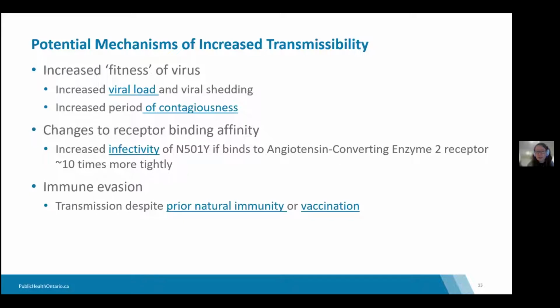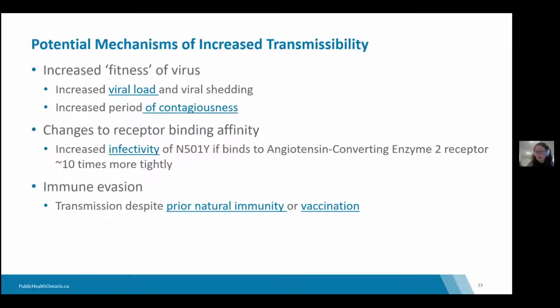One of the other potential mechanisms is a change. That mutation now changes the configuration of the spike protein and the way that the virus attaches to the human host cells. So one of the main receptors in our body where the virus enters our cells is through this angiotensin converting enzyme 2 receptor, or ACE2 receptor. And what we've seen in laboratory investigations is that this N501Y mutation can make that variant virus more likely to bind tightly to the ACE2 receptor, so that even if you're exposed to a little bit of virus, that virus now has a better ability to hold onto that cell and infect the host.